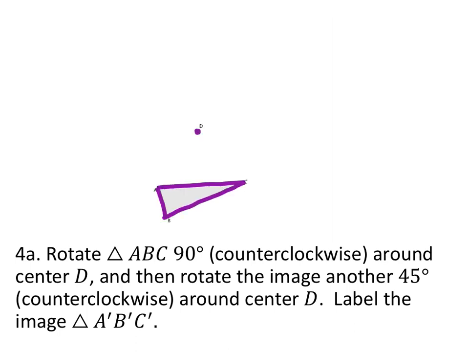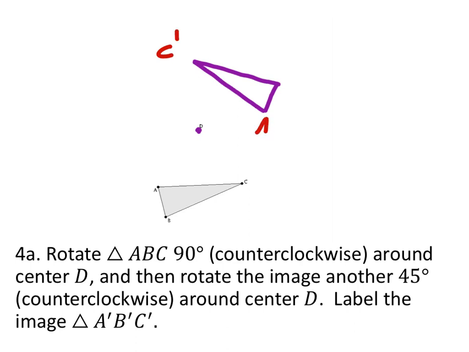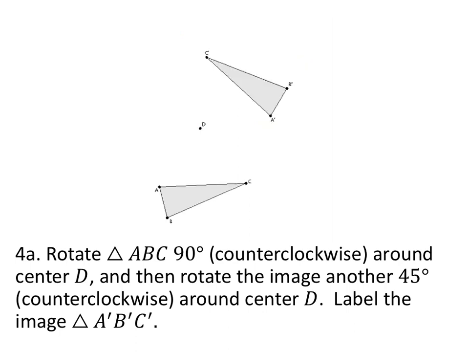All right, so 90 degrees counterclockwise is going to move us about right here. And then we're going to rotate that another 45 degrees around the same center, which gives us this point right there. So we got something like that right there. Well, that didn't work either. So we'll go ahead and label this then. This is C prime. And A prime is right here. And this is B prime. So again, looking at what the book had, we were pretty close to that.